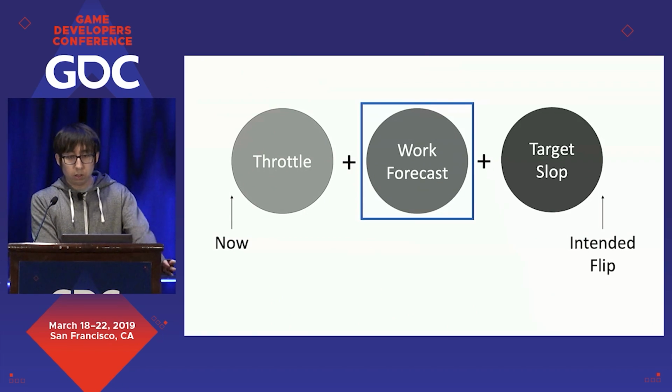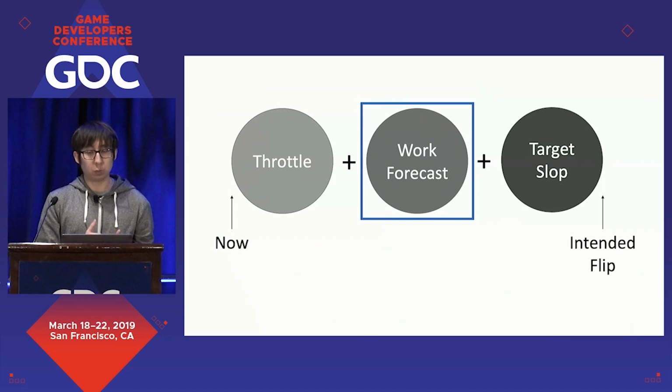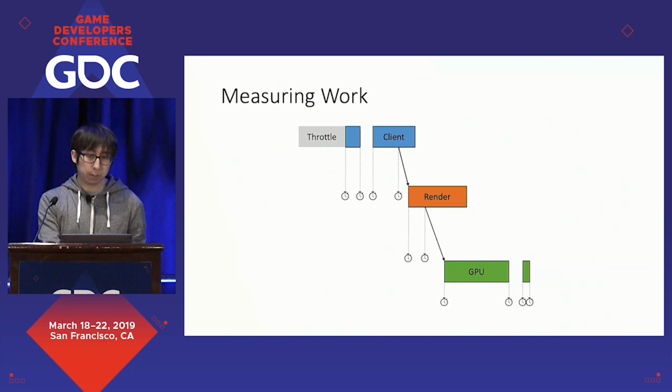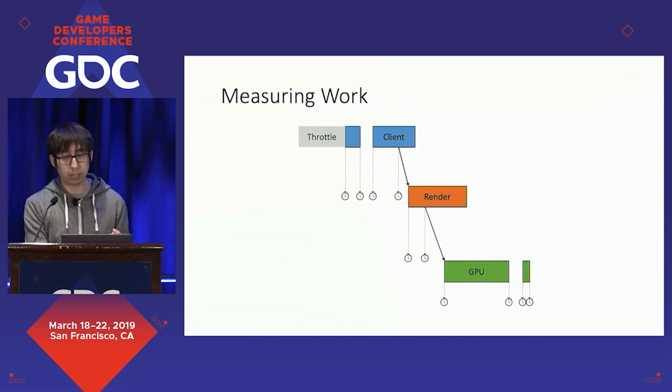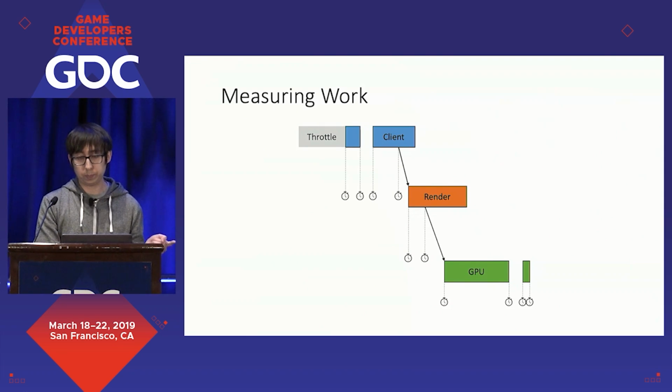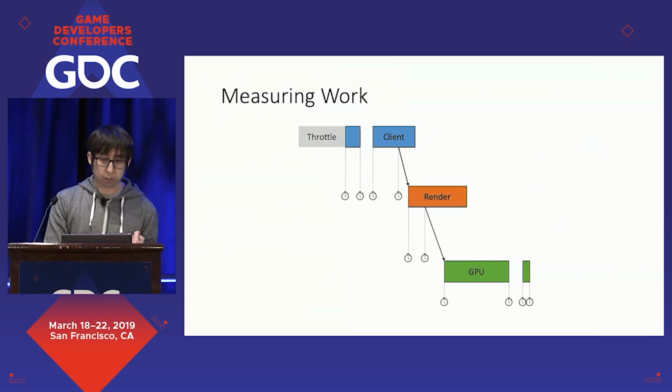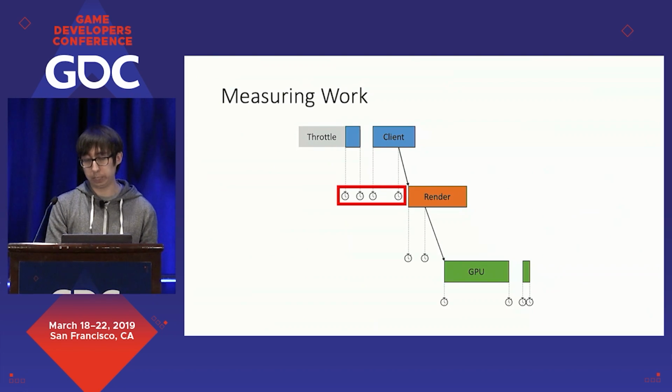OK, so now we have to forecast how much work there's going to be this frame. And that means timestamping every segment of work every frame. Before the throttle, we collect the most recent measurements and sum them up to get a total work estimate from the previous frame. Because the throttle is in the client timeline, the client work measurements don't need to be double buffered. Instead, we just read back the timings from the last frame because they're guaranteed to be complete.